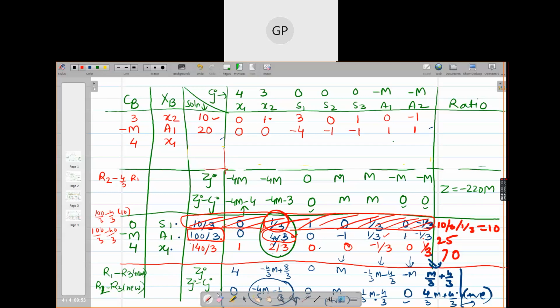Next, can you tell me quickly what is the next operation? R3 minus 2 by 3 R1. So 140 by 3 minus 2 by 3 into 10. So 140 by 3 minus 20 by 3 is 120 by 3, that is 40.